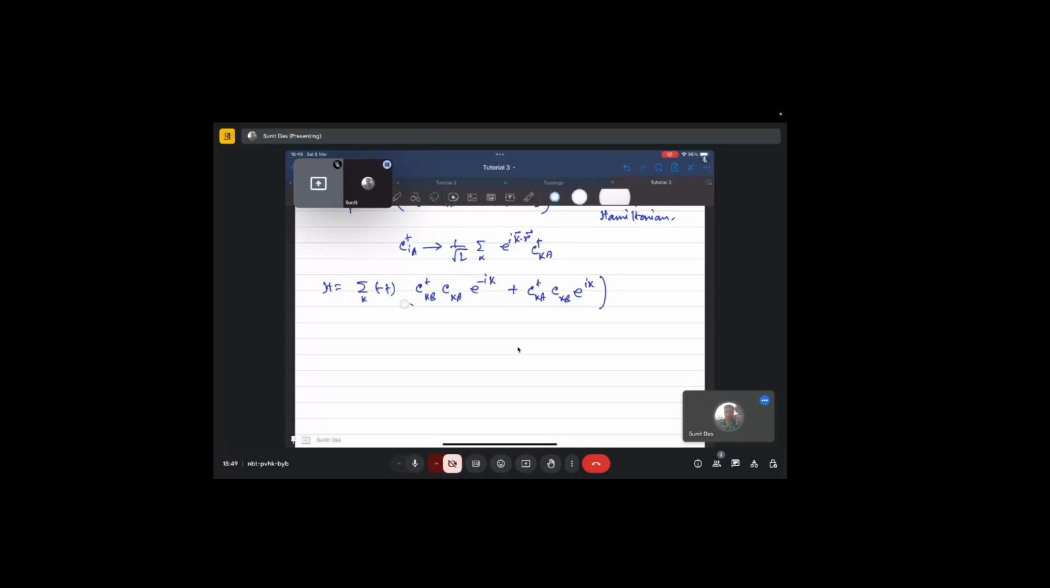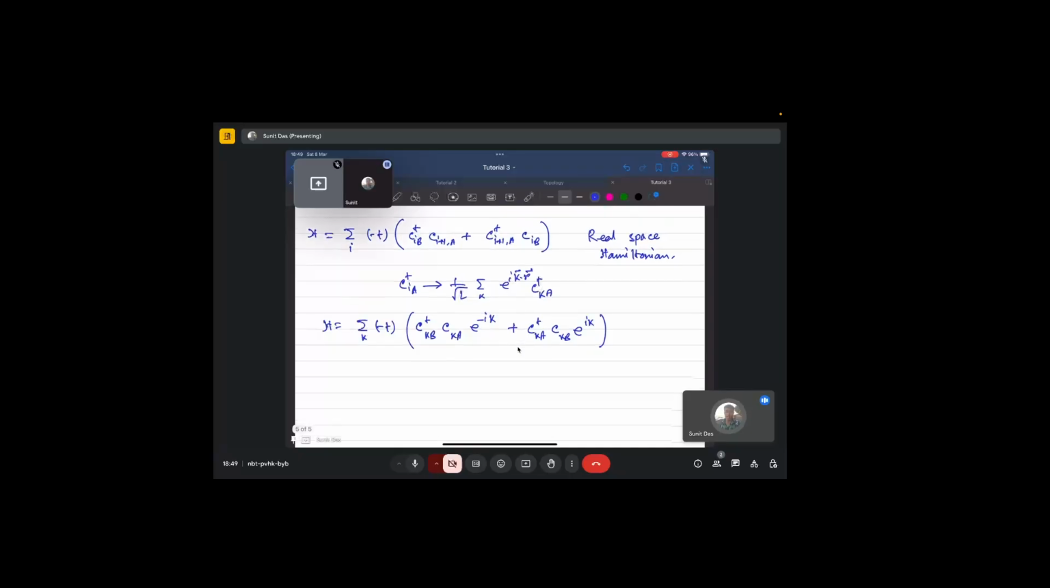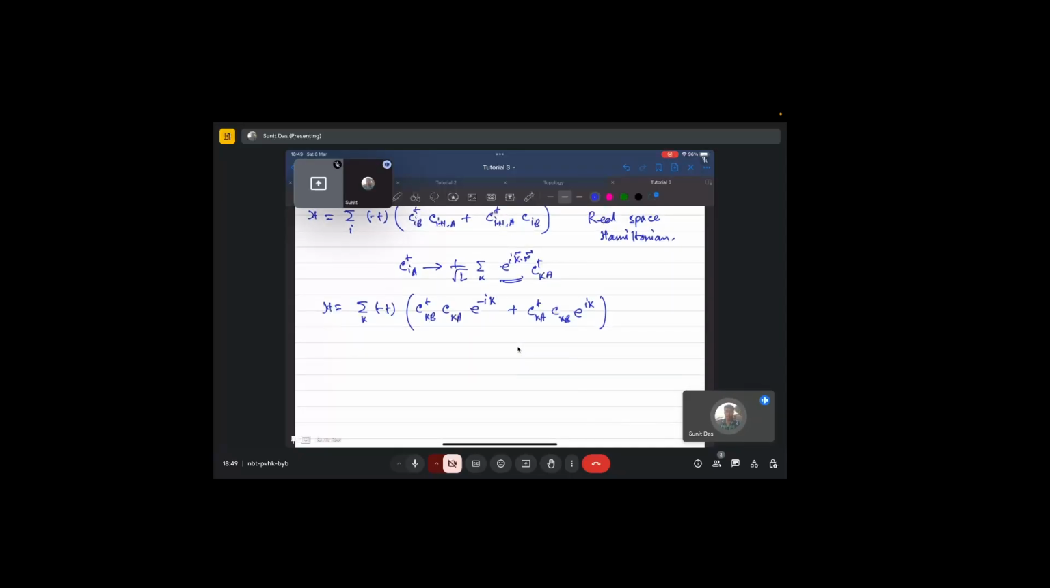Now I will explain why this extra e to the power ik comes. It comes because of the factor e to the power ik dot R. Initially, in the previous case, we didn't have any R. R means the distance out of the unit cell. Once you go from one unit cell to another unit cell, only then it counts, in this case at least.